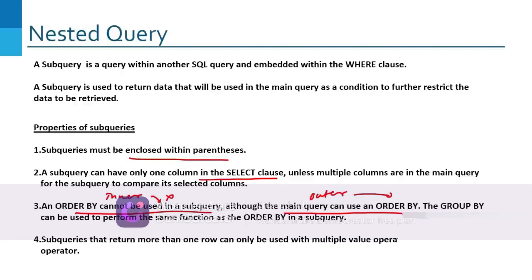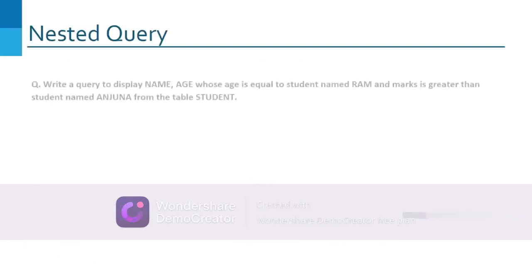Okay. The GROUP BY can be used to perform the same function as the ORDER BY in a subquery. So don't use ORDER BY in the subquery; use GROUP BY instead. Subqueries that return more than one row can only be used with multiple value operators such as the IN operator. Okay, perfect. Let's move to the next question.